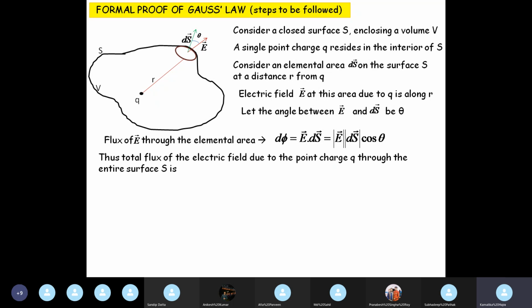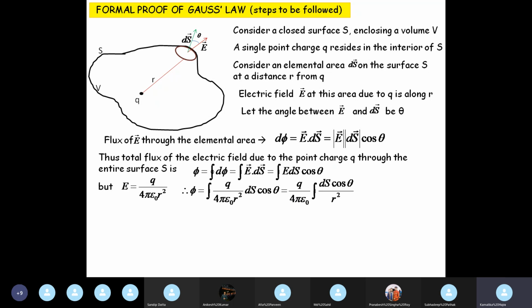So the total flux to the entire surface will be the integral of dφ, and it is given by the integral of E dot dS. In this particular case, we have one charge, so the electric field is q by 4π epsilon naught r square at that distance r, so that we get φ equal to this quantity here, q by 4π epsilon naught, integration dS cos θ by r square.